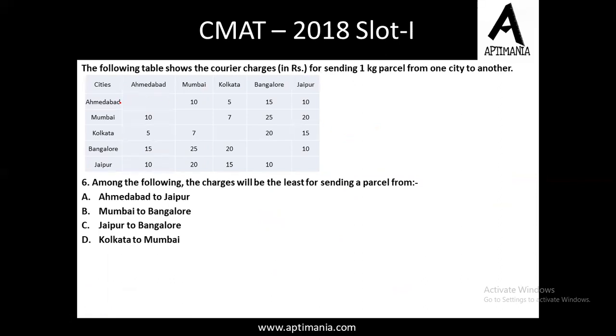Ahmedabad to Jaipur. So for sending a parcel from Ahmedabad to Jaipur, the charges will be 10. From Mumbai to Bangalore, the charges will be 25. Jaipur to Bangalore, the charges will be 10 again. Kolkata to Mumbai, the charges will be 7. Since we are being asked for the least charges, it is option 4, that is Kolkata to Mumbai. So for question number 6, option 4, Kolkata to Mumbai is the correct answer.